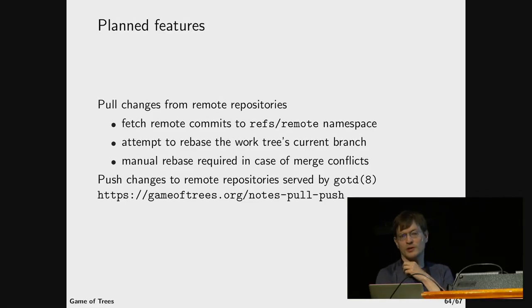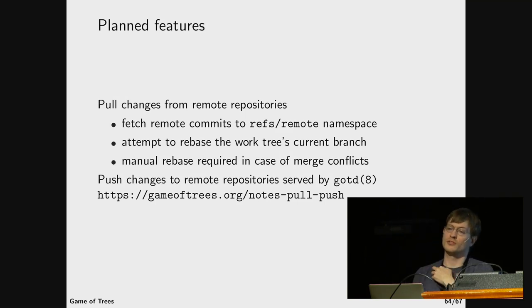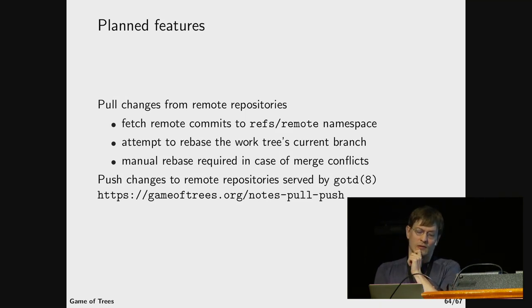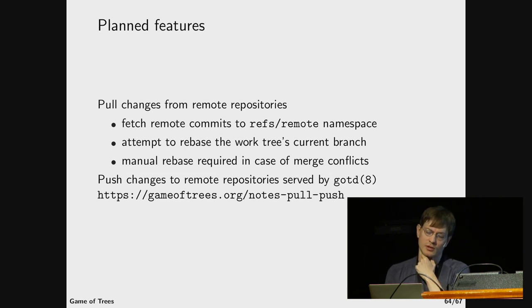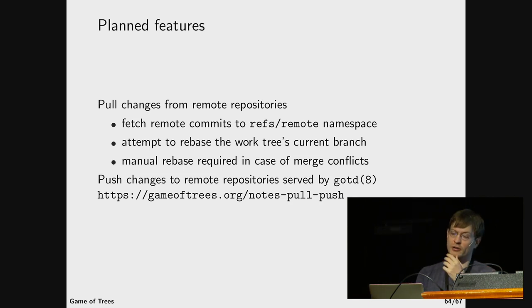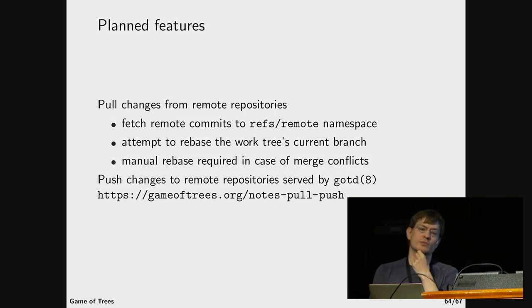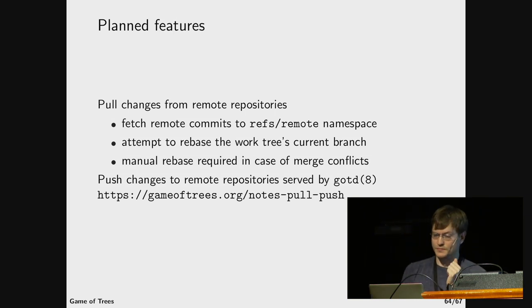Of course, we want to be able to transfer changes between repositories. For pulling, it would basically fetch changes and put them somewhere in a reference so you can access them, and perhaps even automatically rebase a branch that you're on in your work tree. But if it can't do that because of conflicts or whatever, you would have to manually rebase. Pushing changes should ideally be supported by the server, as I just explained.